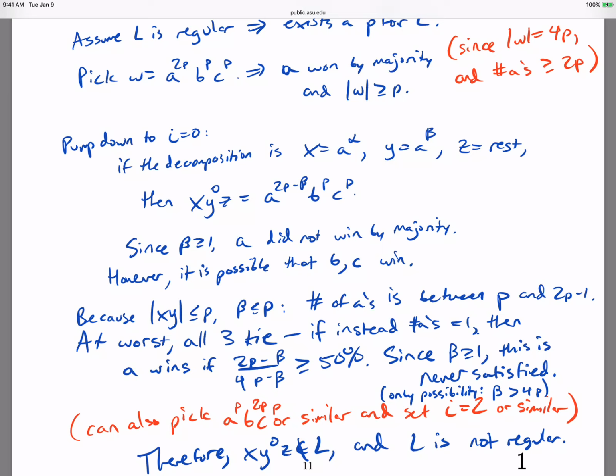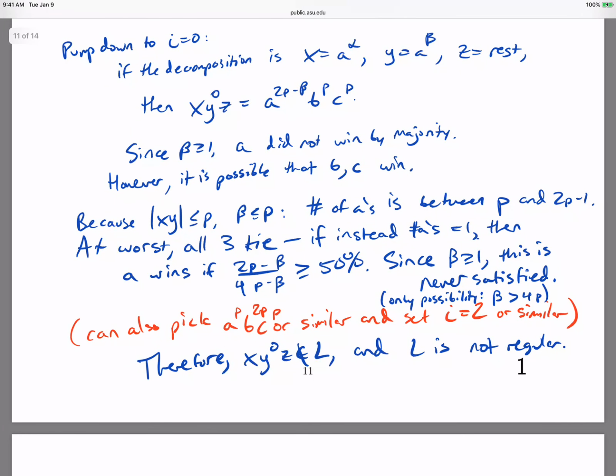They don't go down. So what you do here is you say, well, I don't know how many A's were removed, but if we took the absolute most number of A's possible, which is P, well, then we end in a tie, which is not in the language. Well, in any other case, if we looked at the number of votes that A got compared to the length of the string and figured out whether that was at least 50%, that actually has no solution whatsoever. There is a solution when beta is equal to 0, but is beta ever equal to 0?